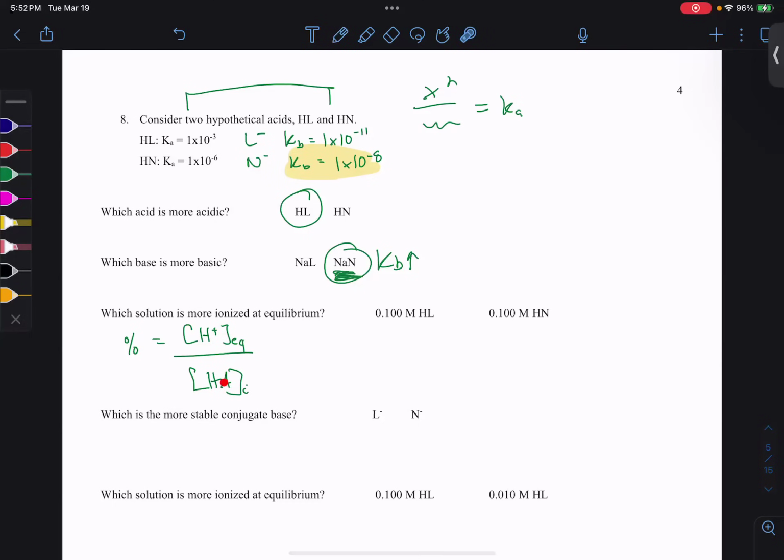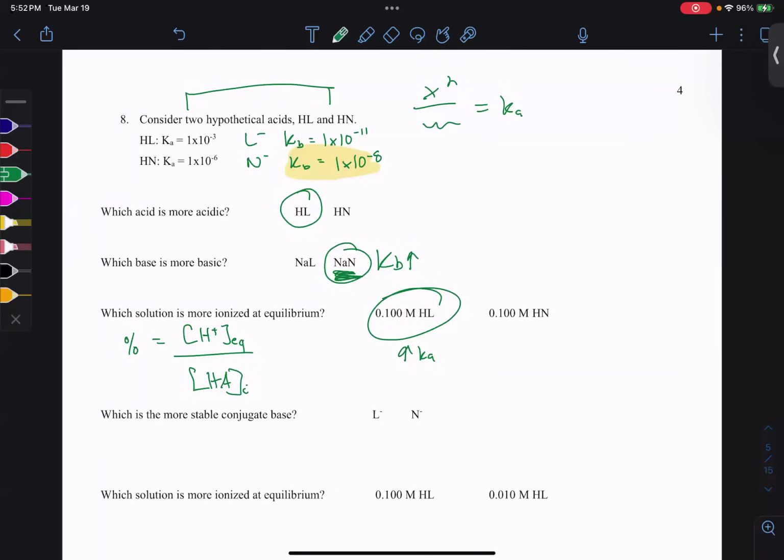Let's look at the denominator first. What is the initial concentration for both of them? They are the same. So is that going to differentiate it? Nope. So we want to actually look at the H plus concentration at equilibrium. You already answered this. Which acid is more acidic? Which one's going to have a bigger number in the numerator? HL. So that's why HL is more ionized, because its Ka is larger. They're both the same concentration. So I essentially forced the denominator to be the same for them, but here we're comparing Kas. So we see Ka is larger for HL. The numerator is going to be larger.